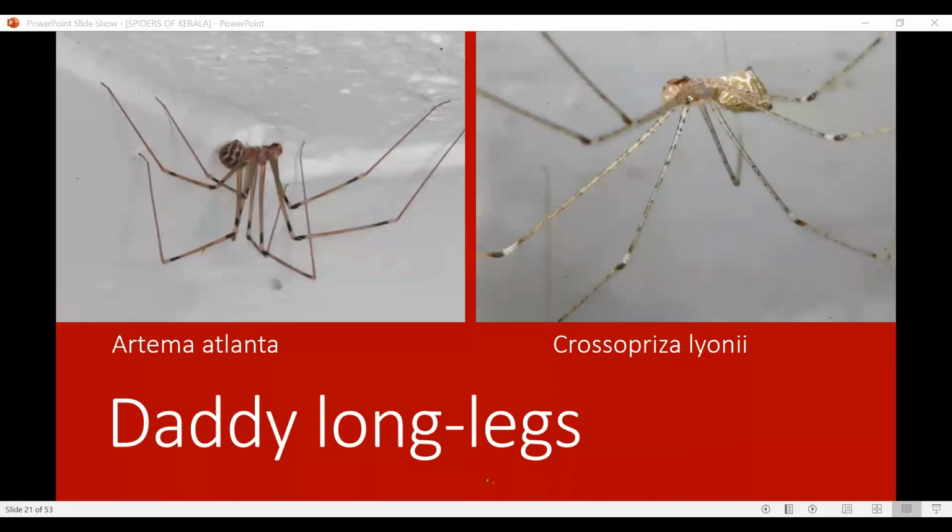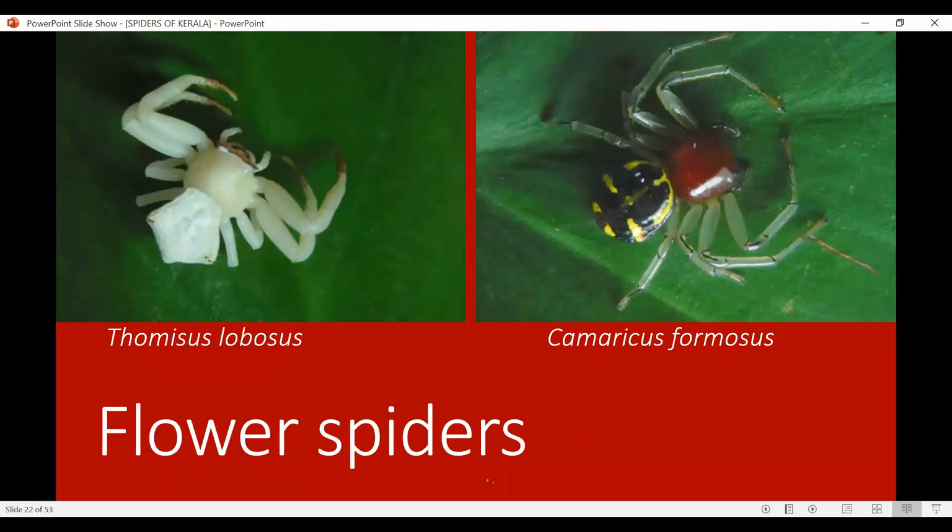So those are the two synanthropic spiders. These two spiders are the most common in our houses. Most people are afraid of spiders either because of Heteropoda venatoria, or they consider spiders ugly because of these two species, Artima and Crossophysa. In the next slide, I will show you some beautiful spiders.